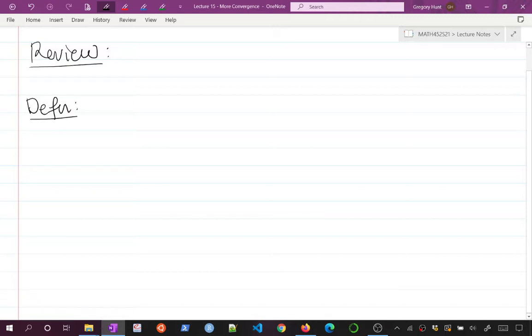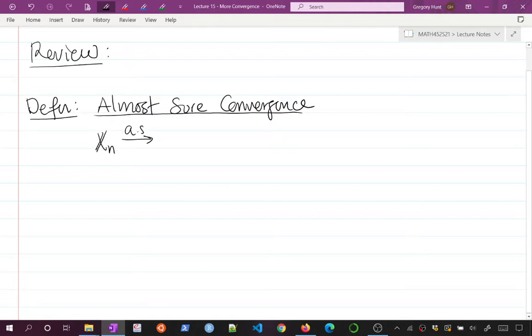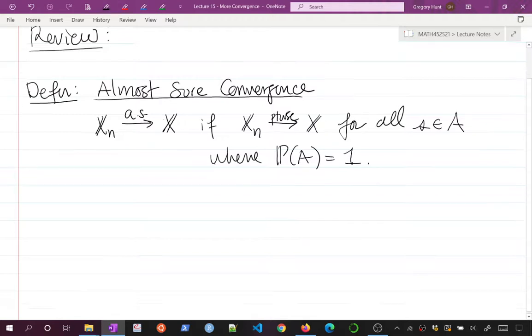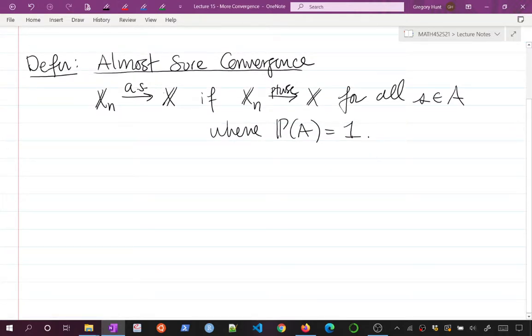We had talked more in depth about the first, which is almost sure convergence. We say that a sequence of random variables, Xn's, converge almost surely to some limiting random variable X if the Xn's converge to X pointwise as functions for all sample points S in some set A, where the probability of the set A is 1. So if the Xn's converge pointwise to X for a large enough set where the probability is 1, we say it converges almost surely.